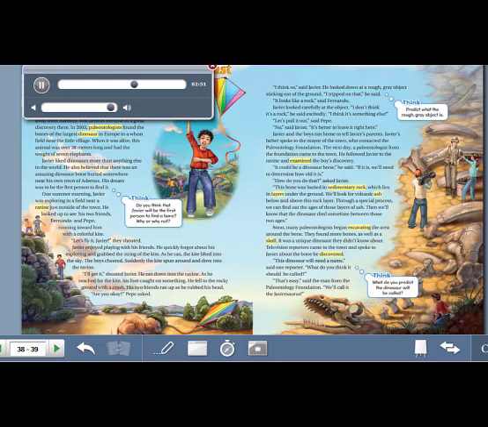Javier and the boys ran home to tell Javier's parents. Javier's father spoke to the mayor of the town, who contacted the Paleontology Foundation. The next day, a paleontologist from the foundation came to the town. He followed Javier to the ravine and examined the boy's discovery. "It could be a dinosaur bone," he said. "If it is, we'll need to determine how old it is." "How do you do that?"